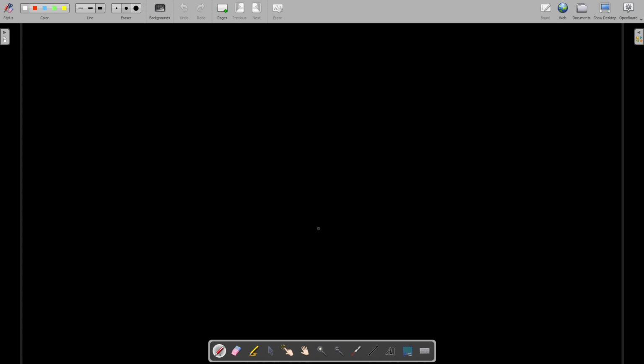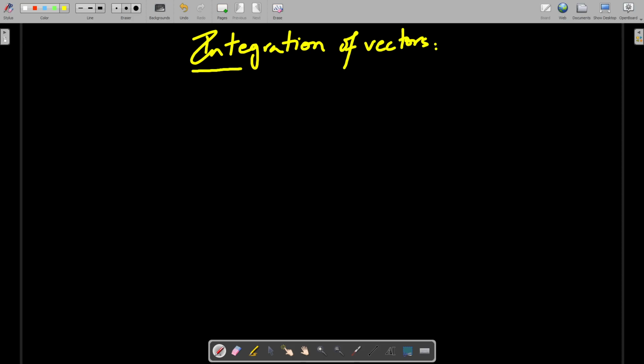Okay, so let us start with the next subtopic, that is on line integration. Integration of vectors. Let us just recall some basic definitions which we had done in 2V.